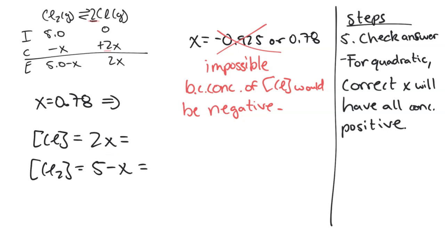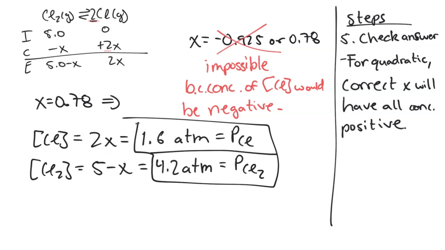So Cl is going to be 2 times that. When I plug in and round to just 2 significant figures, I get 1.6 atmospheres for the partial pressure of Cl here, and 4.2 atmospheres for Cl2.